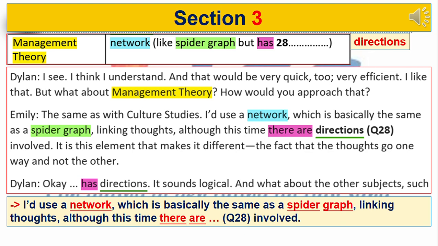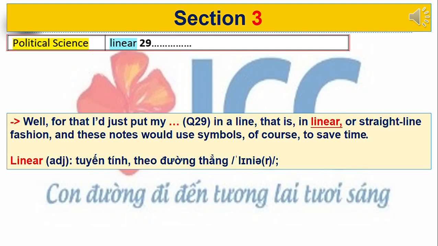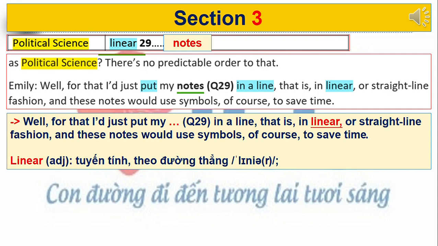It sounds logical. And what about the other subjects, such as political science? There's no predictable order to that. Well, for that I'd just put my notes in a line, that is, in linear or straight line fashion, and these notes would use symbols, of course, to save time. Okay, that just leaves mass media.